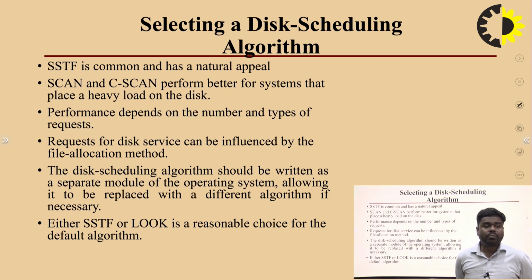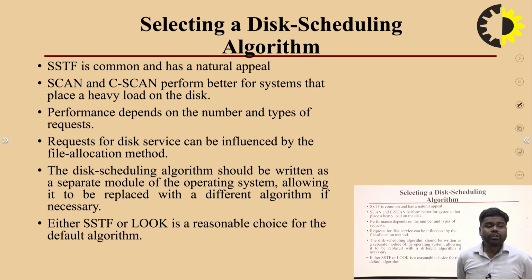Performance depends on the number and types of requests. It means the performance depends upon the number of tasks you have given and the type of request you have given, priority based or non-priority based, and other types of requests are going to be explained, and the performance will depend upon this. Requests for disk service can be influenced by the file allocation method. It means where our files are allocated and how the CPU is going to access those files, and it has to do all the scheduling for this.